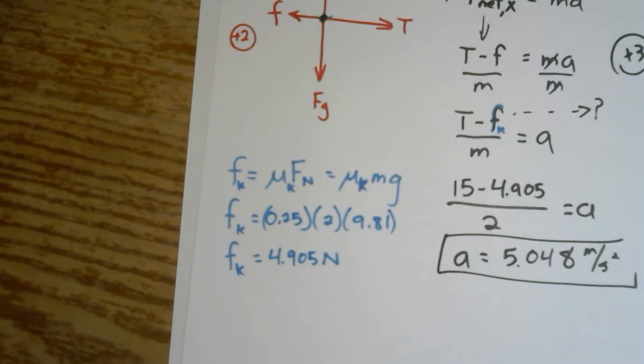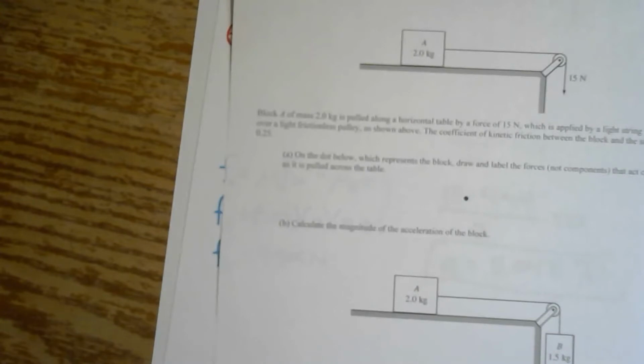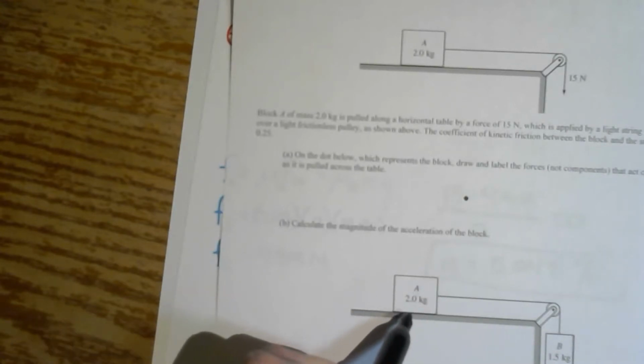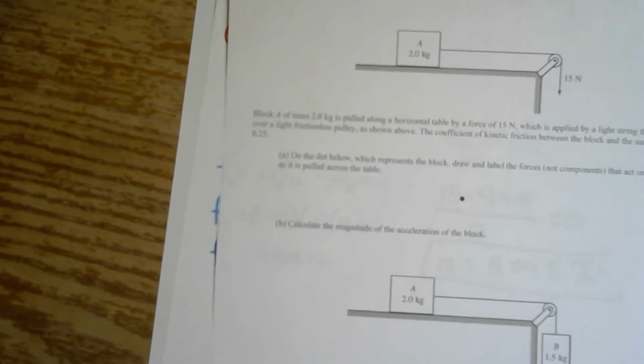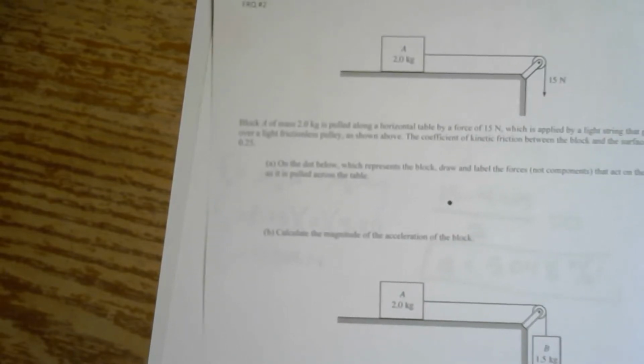Okay. Now part C kind of switches it up on us a little bit, and they're going to change the scenario to where we're going to have a block of 2 kilograms on the same table, but instead of a constant 15 Newton force, we've got this second block, block B, that's 1.5 kilograms. And so now we need to ask, what's the acceleration of this block as it descends?